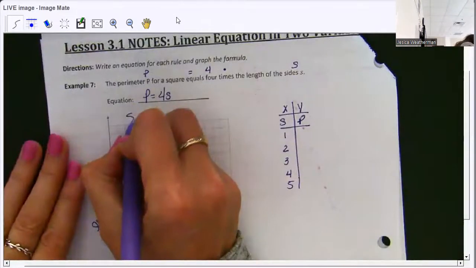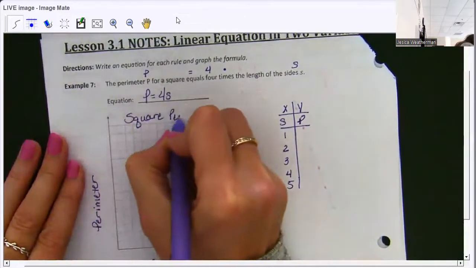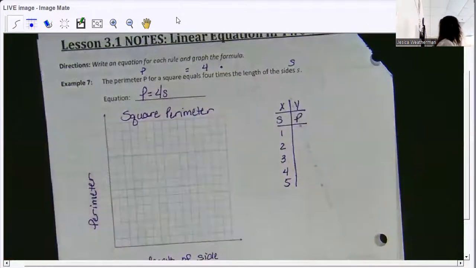So, yes, Jake? Because then you don't even have a square. You could put 0. I don't care if you put 0.